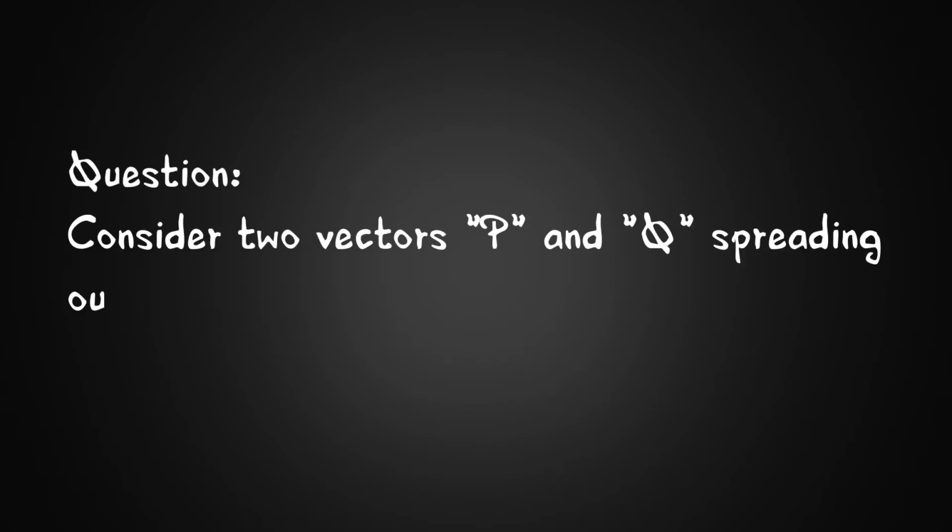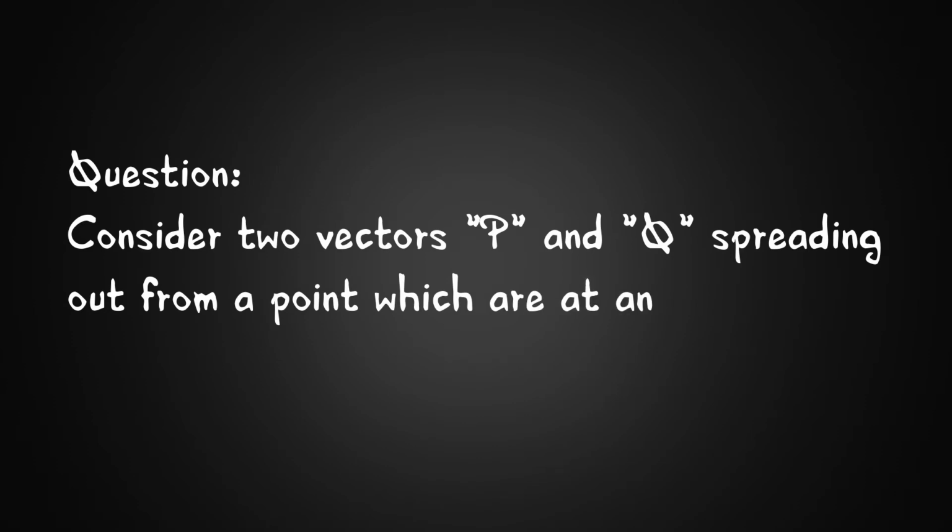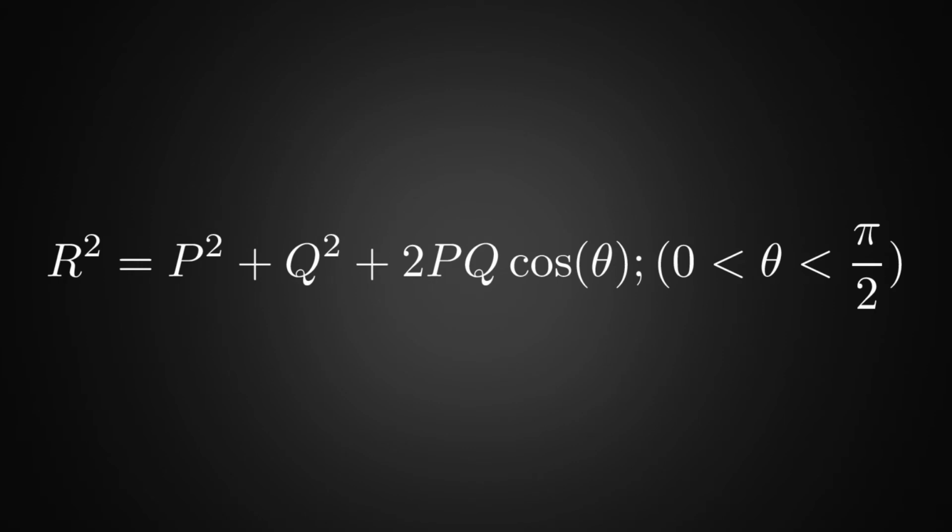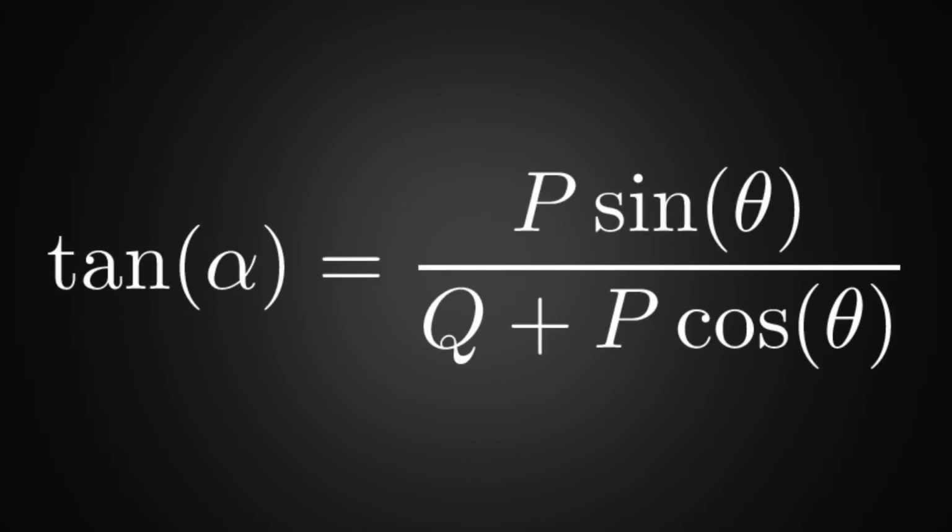To clarify this, we will look into the following problem. Consider two vectors P and Q spreading out from a point which are at an angle theta to each other. Prove that the resultant R is given by R squared is equal to P squared plus Q squared plus 2PQ cos theta, where theta is in between pi by 2 and 0. And that the direction is given by tan alpha, where tan alpha is equal to P sin theta over Q plus P cos theta.